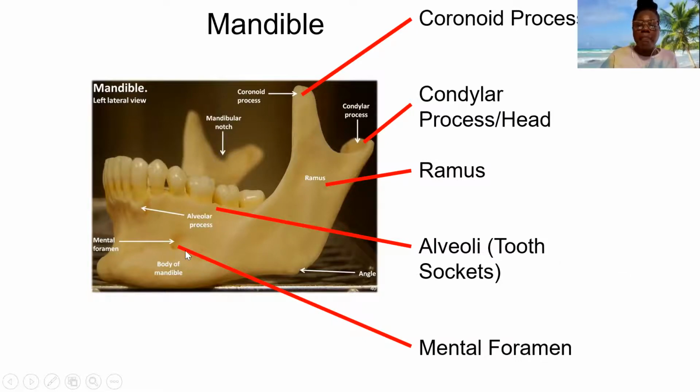And then finally, we have the mental foramen. When we refer to the term mental, we're talking about the region involving the chin. And so the mental foramen allows the passage of mental vessels, and it's going to be found inferior to the alveolar processes in the chin region, and that's going to be the opening for the mental vessels.